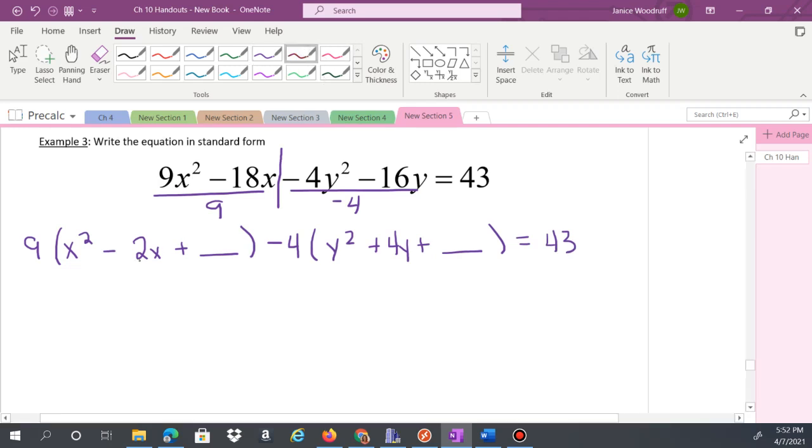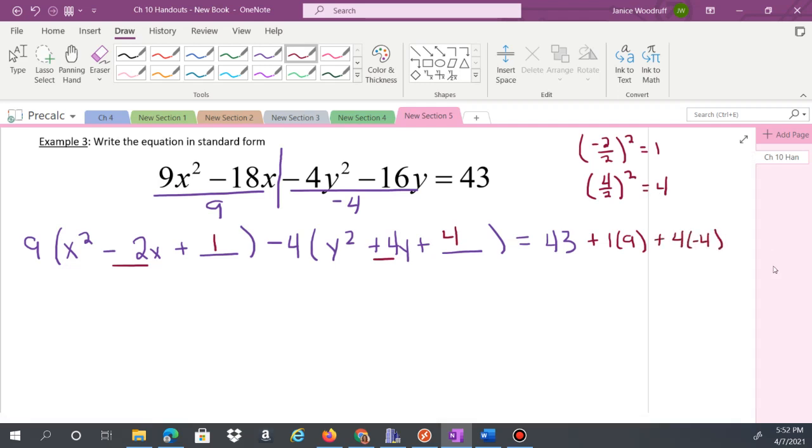Then we do the complete the square. So we're going to do b over 2. So we've got -2 over 2, which is -1 squared, so that's going to be 1. So I'm going to add 1 here. Then I'm also going to add 1 times 9 here. And then I have positive 4 over 2 squared, so that's 2 squared, so 4. Then I'm going to add 4 times -4 over here.